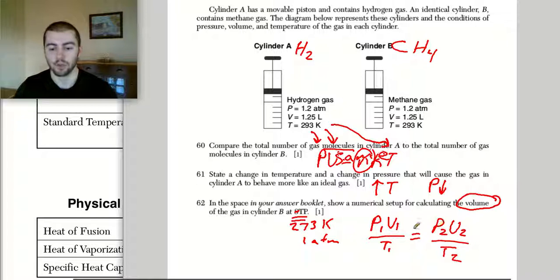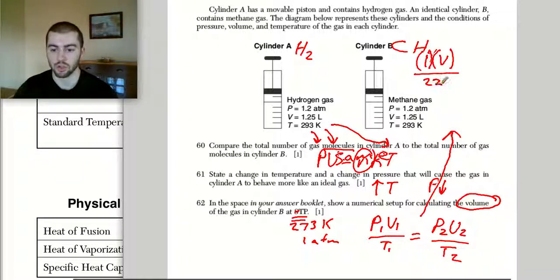If we plug into the combined gas law, and I'll take this up here so we have space, we're looking for the volume at STP. At STP the pressure would be 1, the volume is our unknown, and the temperature would be 273. The conditions that we did have for cylinder A were a pressure of 1.2, a volume of 1.25, and a temperature of 293 Kelvin.